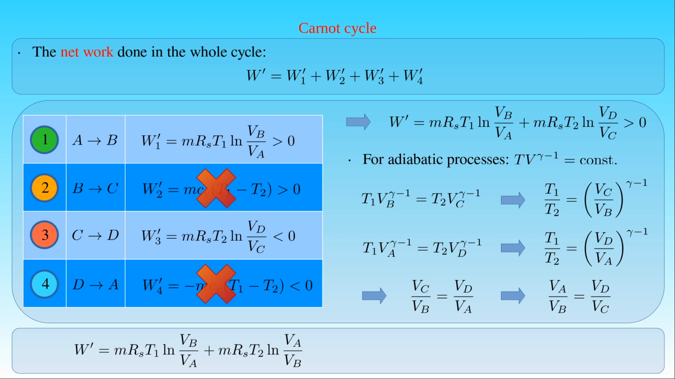Since the logarithm of a fraction is equal to minus the logarithm of the reciprocal of that fraction, we can write the right-hand side as m times Rs, times the difference between T1 and T2, times the natural logarithm of the ratio of Vb to Va. This expression is also equal to m times Rs, times the difference between T1 and T2, times the natural logarithm of the ratio of Vd to Vc, which shows that in order to determine the net work W' done in Carnot cycle, we can use the initial and the final volume of the gas either in the isothermal expansion or the isothermal compression of the cycle.